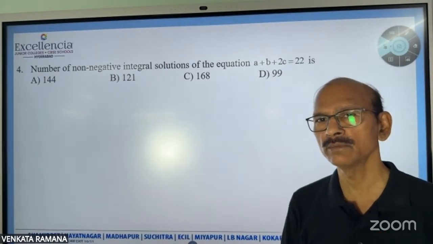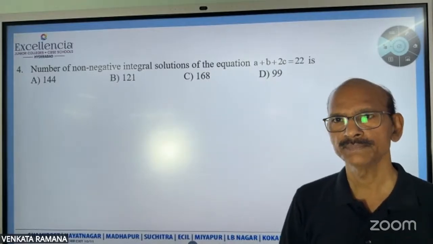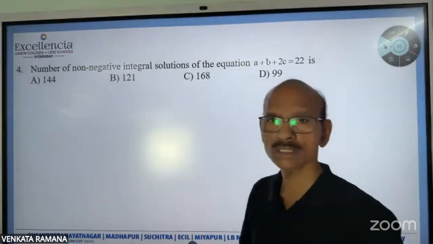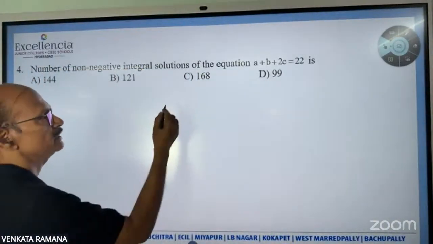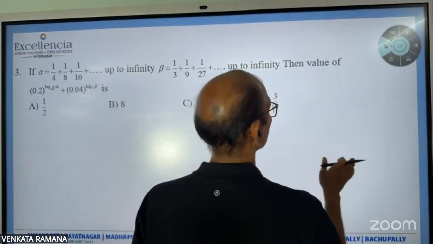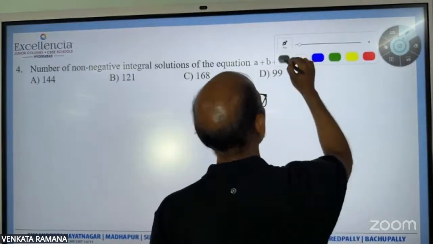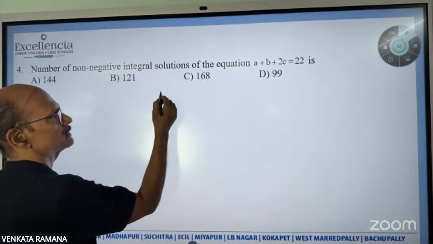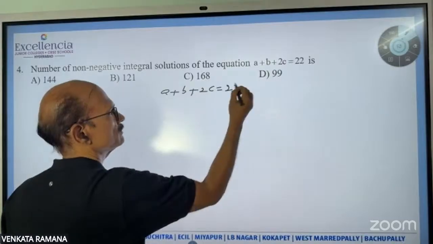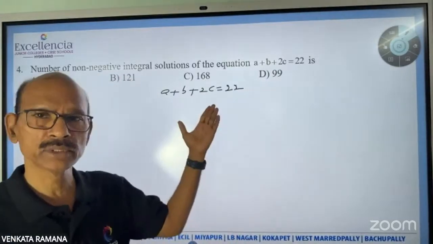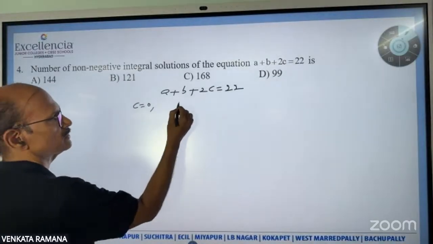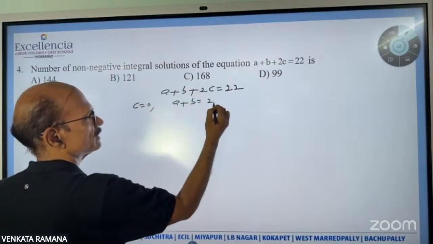So that means non-negative, empty boxes are allowed. So non-negative integral solutions of the equation a plus b plus 2c equals 22. See here, a plus b plus 2c equals 22 is given. We want non-negative integral solutions. Directly also you can do it. So directly means let us take different cases. C equals 0, then a plus b equals 22.